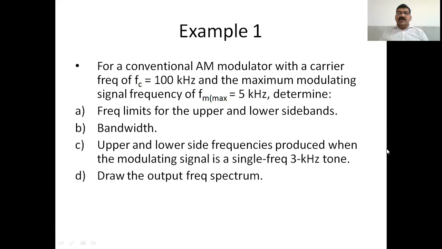Frequency of 3 kilohertz tone. Upper and lower sideband frequencies produced when the modulating signal has a frequency of 3 kilohertz. Have you understood this? Instead of 5 kilohertz, now it is given 3 kilohertz. Give me the upper and lower sideband frequencies produced when the modulating signal is 3 kilohertz.